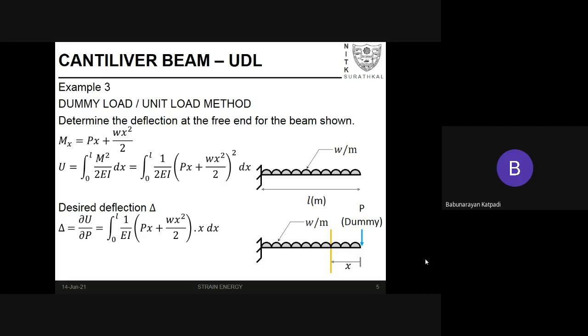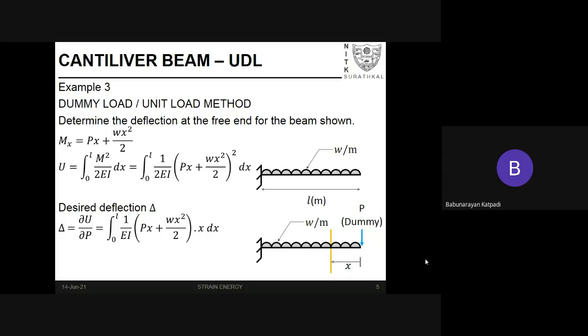So now we write the equation for strain energy, U as integral 0 to L for the entire beam, M squared by 2 EI dx. We know the value of M at any section X, so we make the substitution. That is Px plus Wx squared by 2, the whole squared, now M squared.